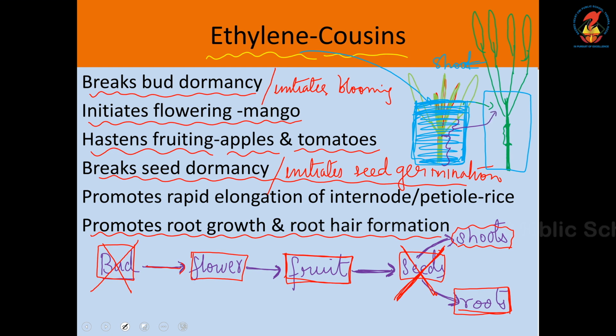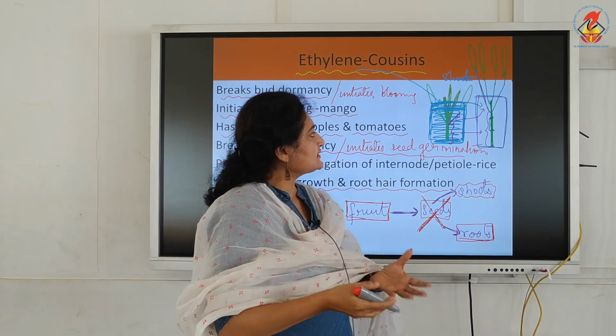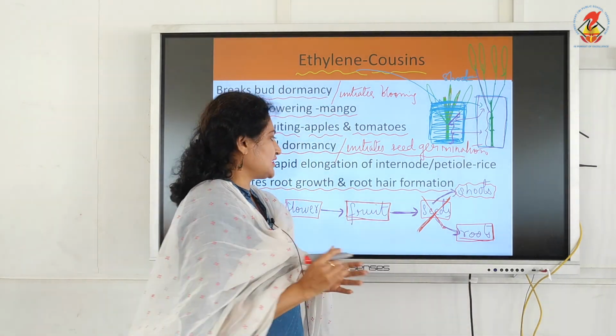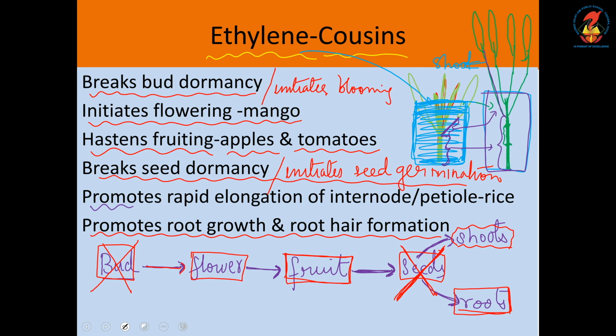When we apply ethylene, what happens to the petiole? Look at the petiole, it was so short, it became very lengthy. Then also look at the stem, it was short and it became lengthy. So long it became, so that we can make sure that the leaf system remains above the level of the water and prevents decaying of the plant. So that's the point. Ethylene promotes rapid elongation of internodes and petiole of rice, and specifically it is the deep water rice varieties.